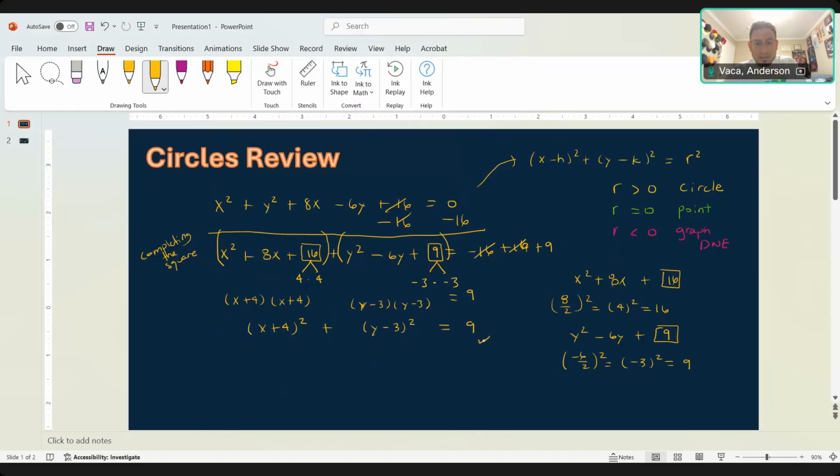Therefore, I'm looking at this number here. The center will be negative 4, positive 3. And the radius, since this number is positive, will be equal to 3. This must be a circle whose center is negative 4, 3, and with the radius of 3.